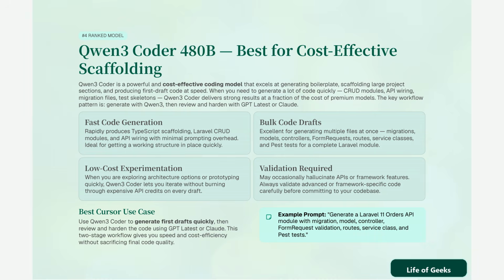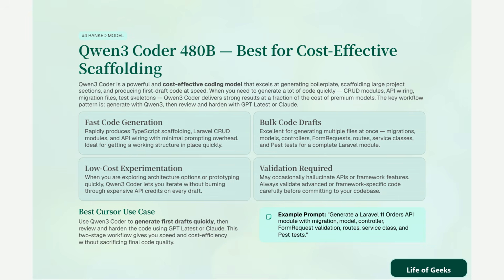If you need CRUD files, route skeletons, migration drafts, controller outlines, service classes, or test placeholders, a fast and cheaper coding model can save a lot of time. The right mental model is first draft, not final authority. Let Qwen3 Coder produce structure quickly, then validate the result with GPT Latest or Claude before merging.